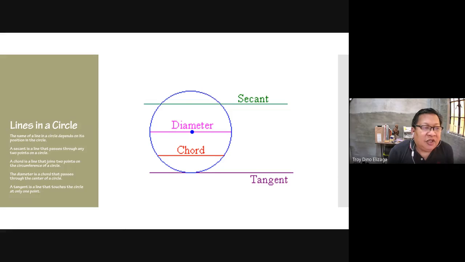Now, chord is a line that joins 2 points on the circumference of a circle. The chord is like a secant, except that it doesn't pass through; it remains inside the circle. Okay. So again, it doesn't have to be in this position that you see in the diagram. Diameter is a chord that passes through the center of the circle. So there can only be one diameter of a circle. Okay. And a tangent is a line that touches the circle at only 1 point. Okay, as you can see also in the picture. So it can be in any points of the circle as long as it touches only one point.